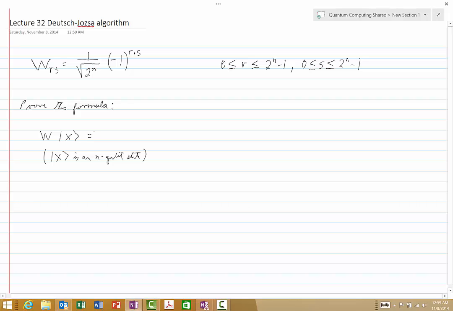Then in that case, W acting on X is simply H tensor product H tensor product dot dot dot tensor product H, n times, and now, since X is an n qubit state, we can write this out as X n minus 1, X n minus 2, dot dot dot, X1, X0.